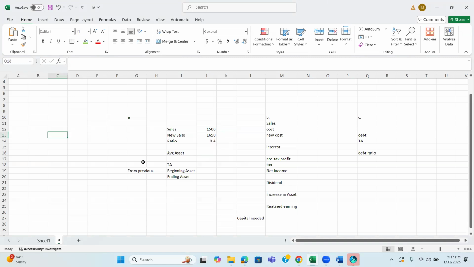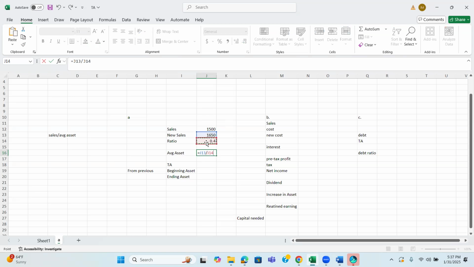We know that the average asset ratio, like sales turnover, is sales over average asset, right? So you can see if we have the sales value, we have the ratio, we can easily calculate the average asset, right? So the average asset should be our sales value over the ratio. Thus we can get the average asset here, 4125. This should be our average asset. So if you divide 1650 over the average asset, you will get the ratio, the sales turnover.